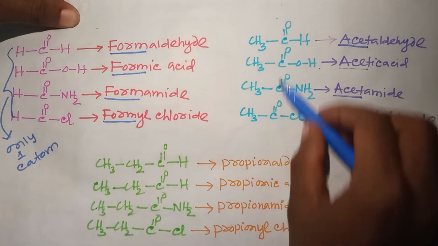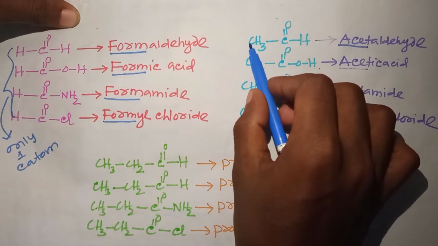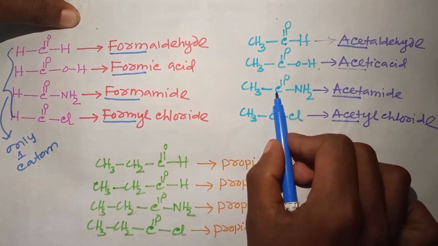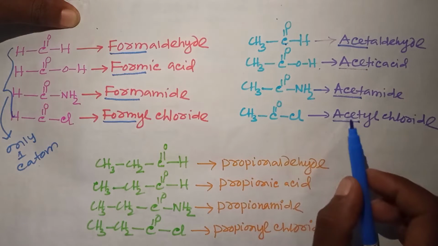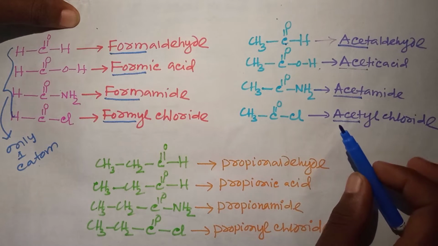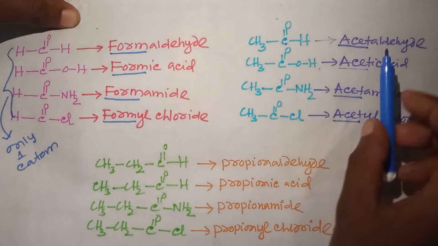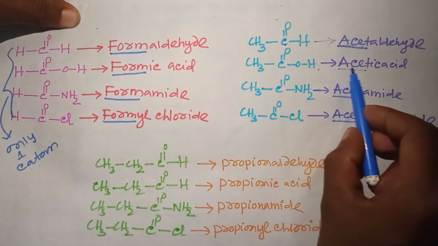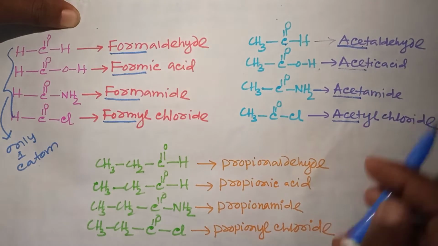All of these common names contain the word acet, and all of these organic compounds contain 2 carbons. This contains 2 carbons, this also contains 2 carbons, and so do the others. So the organic compounds containing 2 carbon atoms are given the name acet.